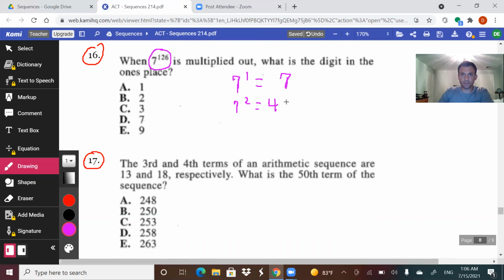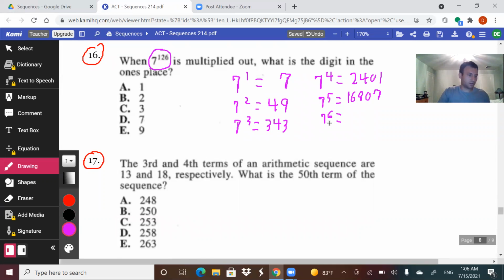So 7 squared is 49. 7 to the third, if you know that off the top of your head, great. I think it's 349. 7 to the third, 343. Good thing I put that in the calculator and didn't try to be the hero. 7 to the fourth, 2401. Now here's where things get interesting. 7 to the fifth is going to be 16807.